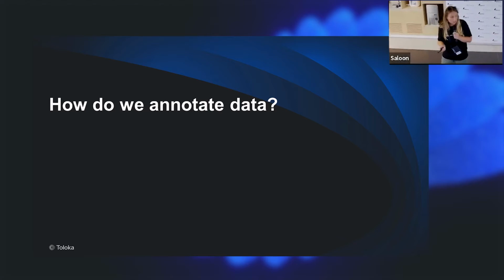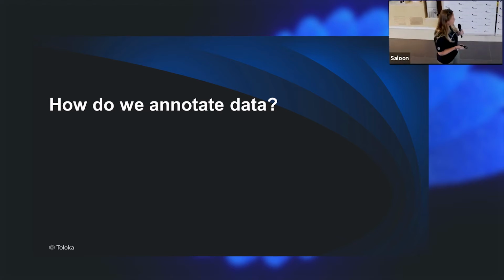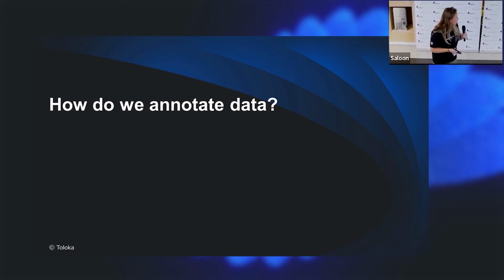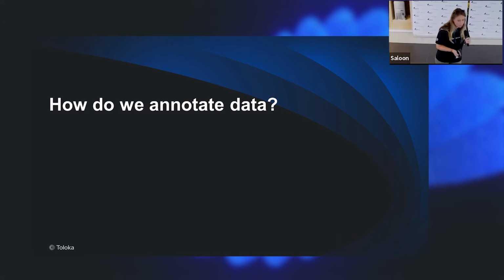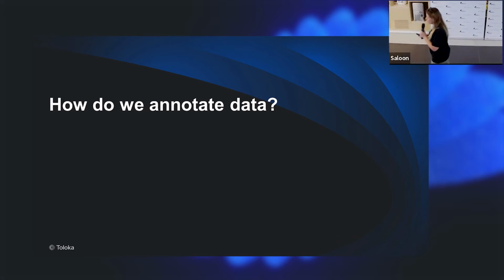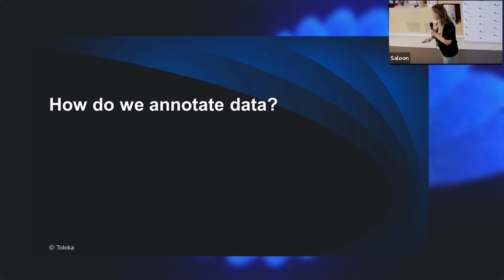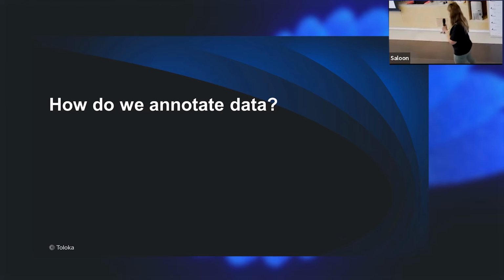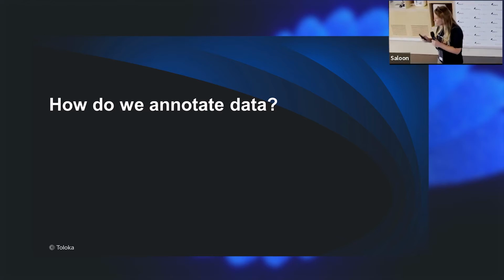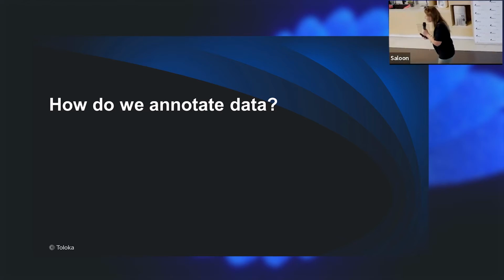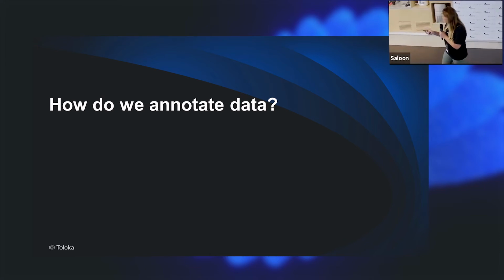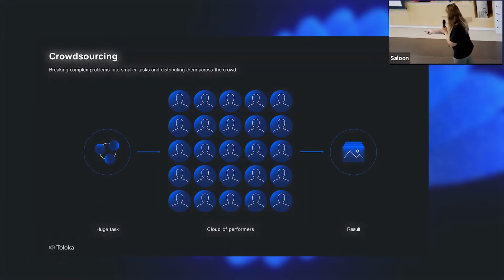Another question is how you can annotate data. There are several ways. If you've been working in machine learning or data science, sometimes you have been actually involved in the process yourself. Especially in small companies, a machine learning engineer or data scientist would sample some small data, annotate it manually, and write some instructions. But this is not how we really do it at Toloka.